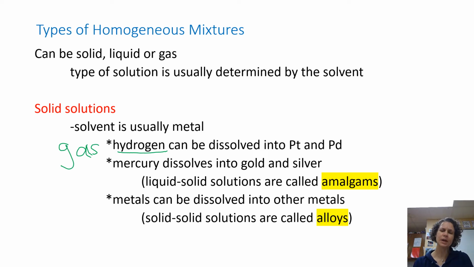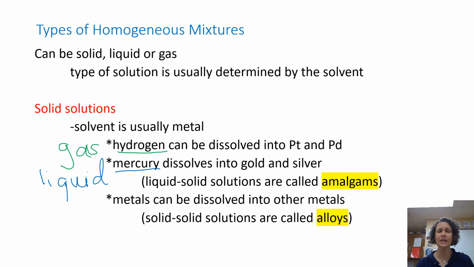They are used not to really make a new substance, but to purify the hydrogen as it passes through those metals. So that is considered a solution. Mercury is a liquid. Remember, it's one of the few liquid metals. And it dissolves into silver and into gold. These liquid and solid solutions are called amalgams.